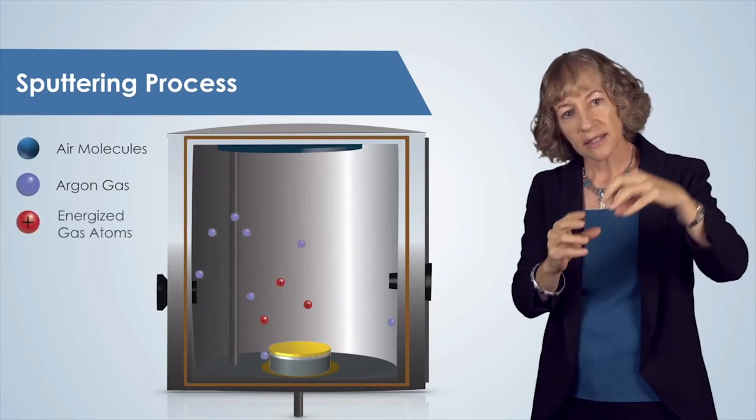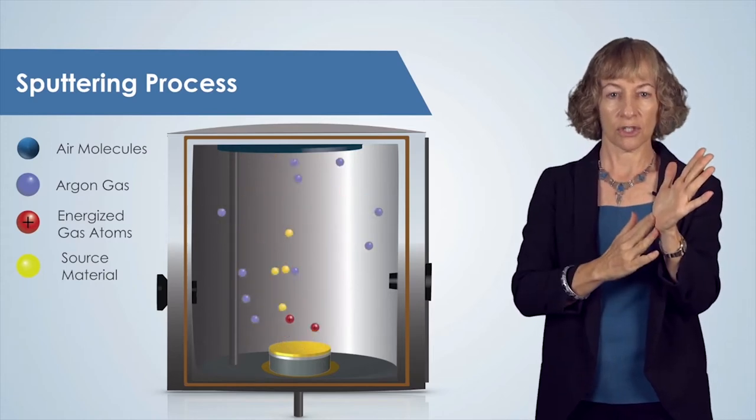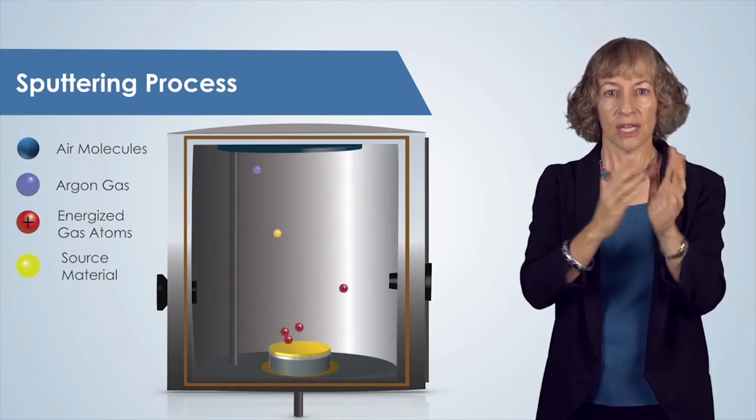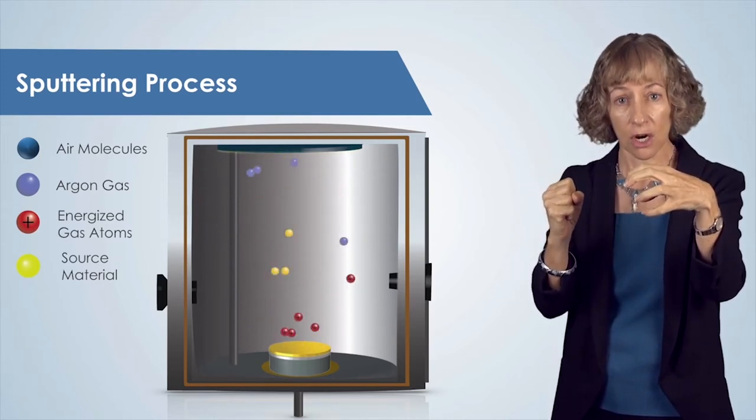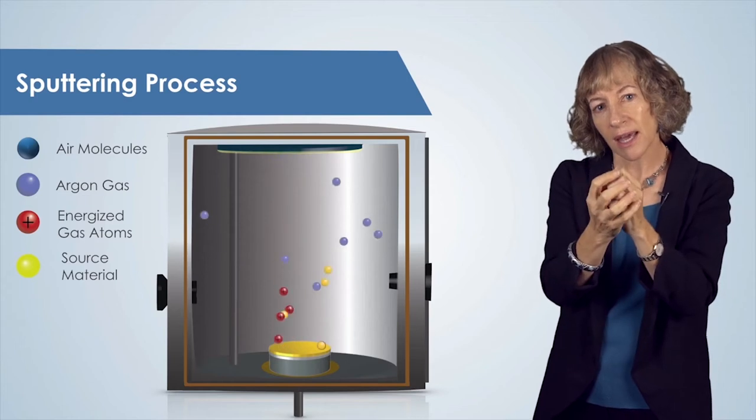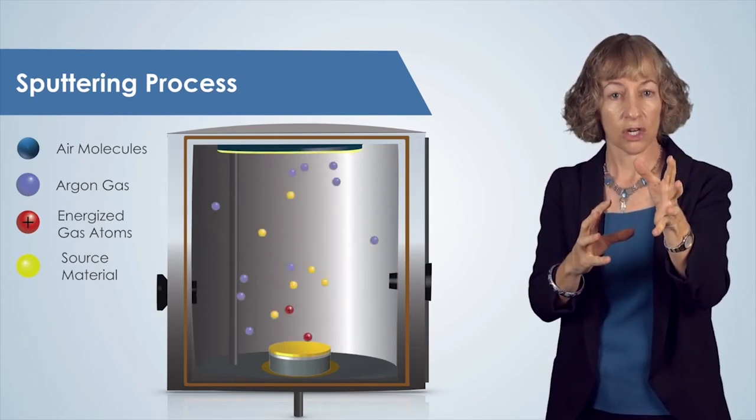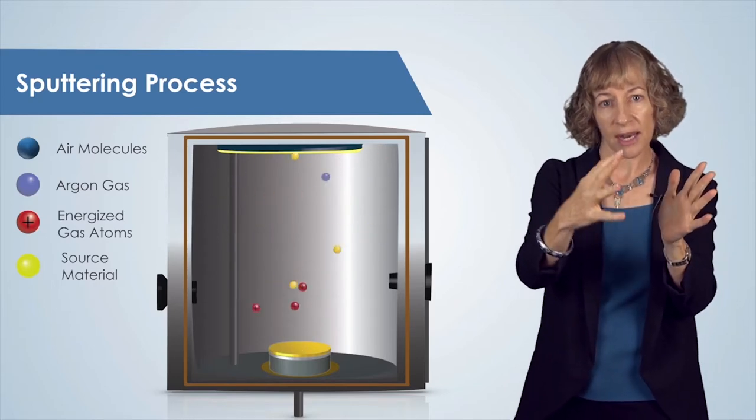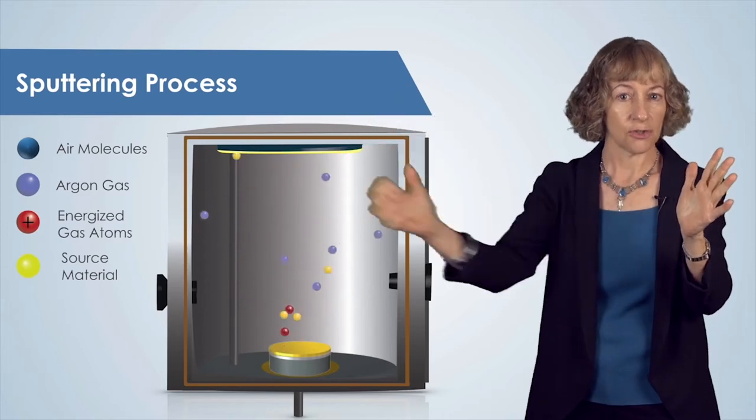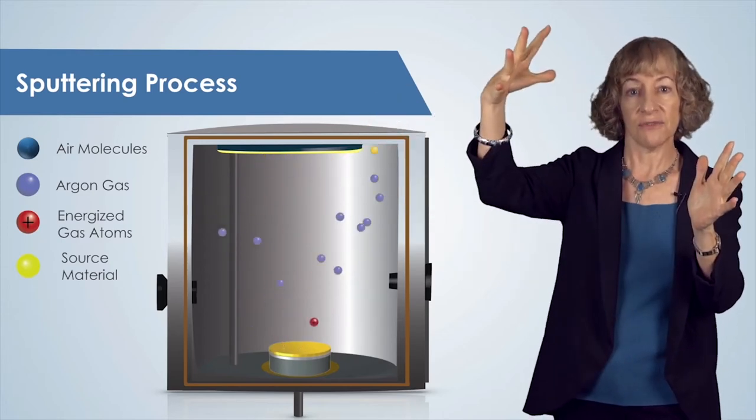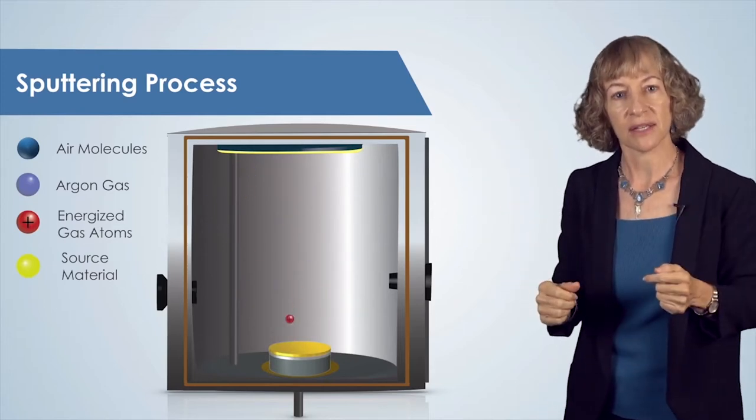When the argon gas is in the chamber, we apply a high negative electrical voltage to the target. This high voltage is strong enough to strip an electron from the argon atoms close to the target. That means that the argon atoms are now ionized, and each argon atom has a positive charge. These positive argon atoms are attracted to that negatively charged target, and they have enough speed to physically knock off individual atoms of the target material. This is the sputtering process.